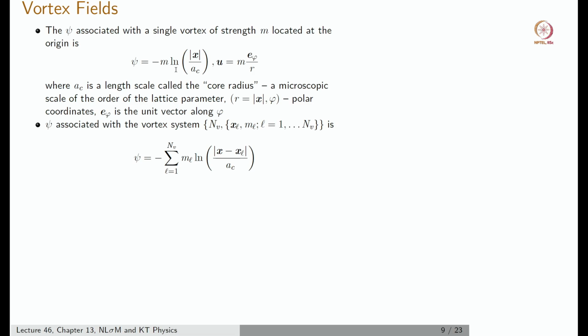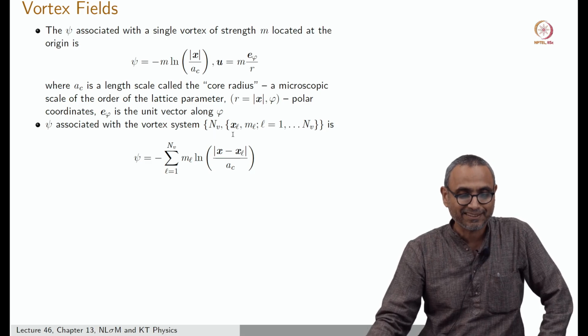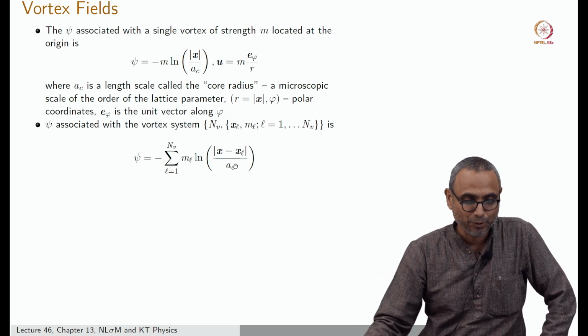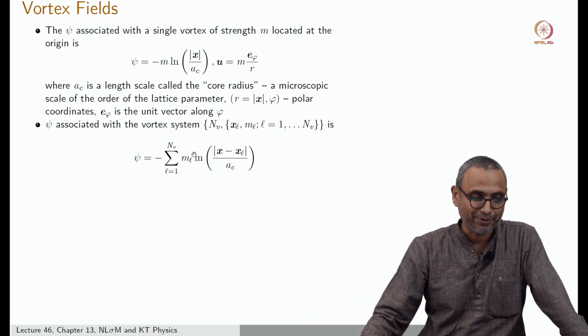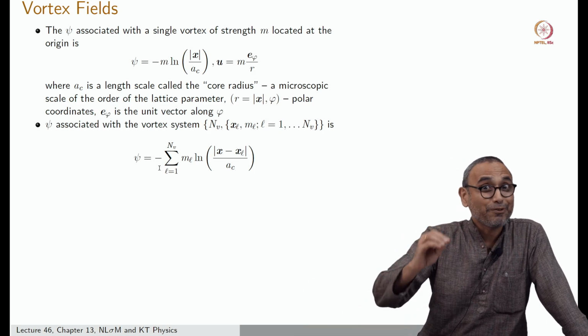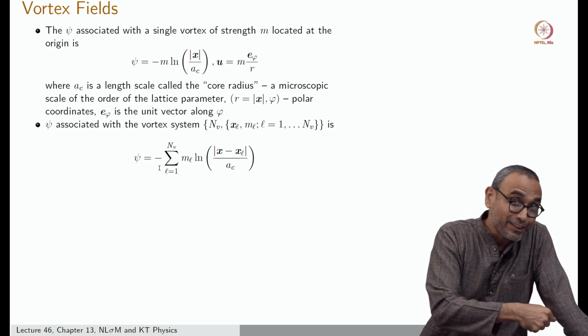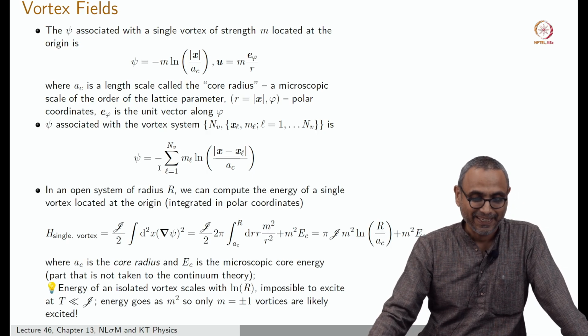What will be psi if I have a vortex system given by n_v vortices with their positions and vorticities? Well, this is like a Green's function, so you just add them, right? You center each around its x_l and multiply them by the strength of vorticity, and you end up getting the psi field. So now we have a way to characterize the velocities associated with vortices in a very nice way.